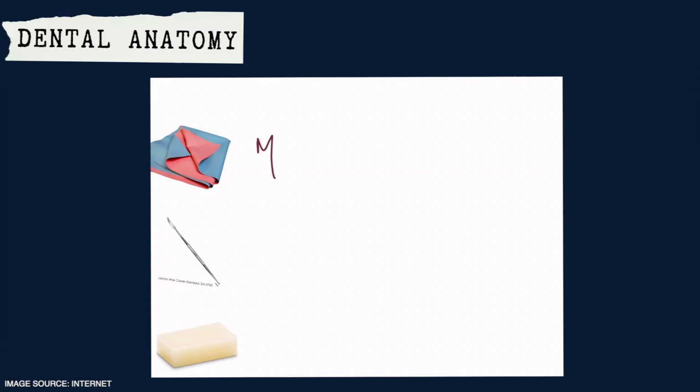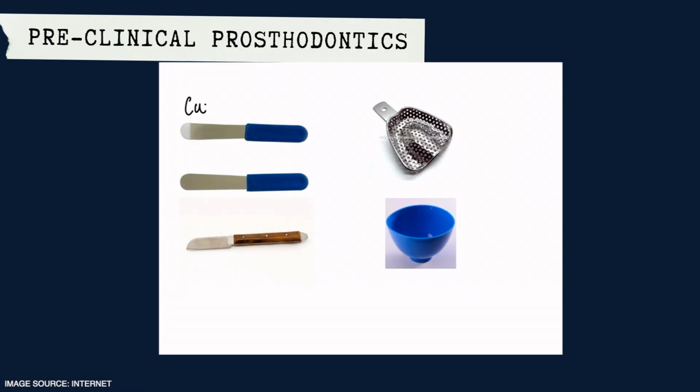Now coming to DIDH, you will require only 3 items, first being your Macintosh sheet, second being a Lecron cover, and third being a wax block. The link for purchase of all these items are given in the description box below, so make sure you check that out.